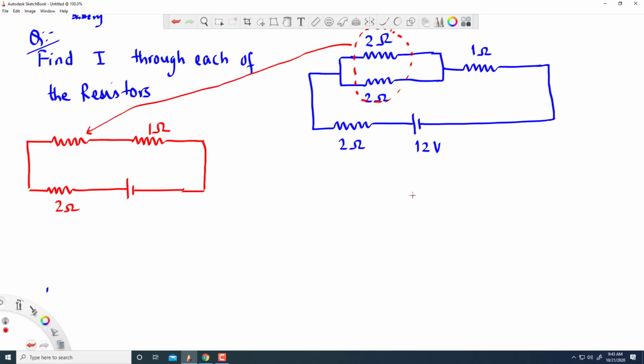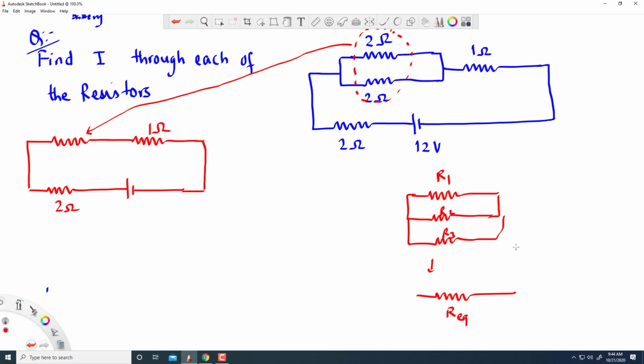So, how do we do that? Whenever you have two or more resistors in parallel, let's say R1, R2, R3, you can turn that into a single resistor, which is R equivalent, by using this formula. So, 1 over R equivalent, which is the resistance of the single one, is equal to 1 over R1 plus 1 over R2 plus 1 over R3, and so on. So, use that formula. Here we want to turn these two into a single one, so you need to use this formula.